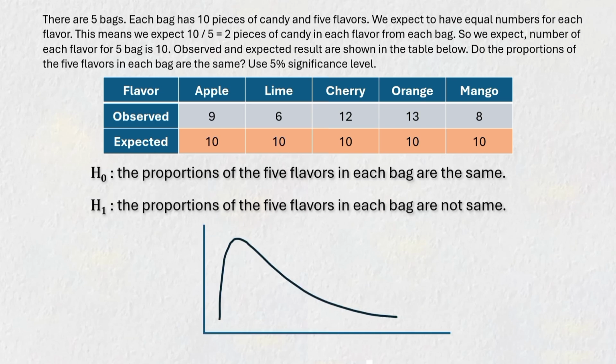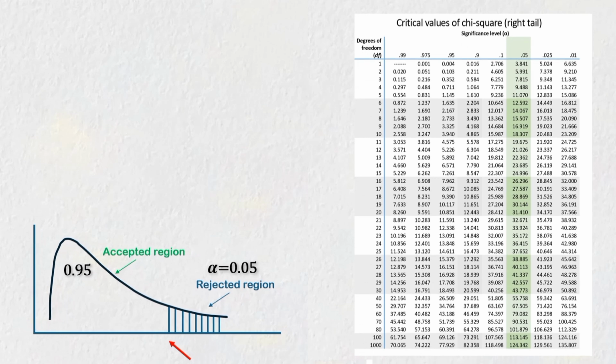Now, this is our chi-square distribution. This region is our rejection region. Since the level of significance alpha equals 5%, the value of this rejection region is 0.05. The rest is the acceptance region, which is 0.95. Now we'll find this critical value. For that, we need the chi-square table.